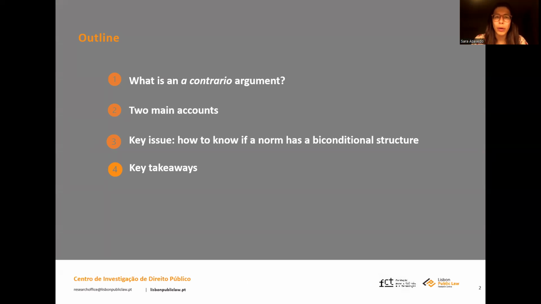Here's a quick overview of our plan for today. First, we'll look at an example of the Contrario argument. Then we'll explore two accounts on its nature. Next, we will discuss biconditionality, a key concept for both perspectives, and we'll wrap up with some key takeaways.